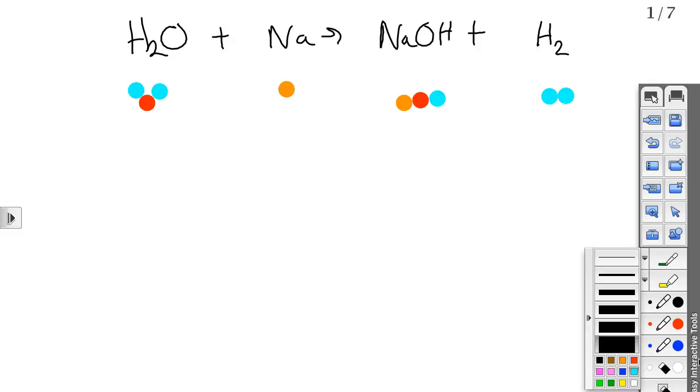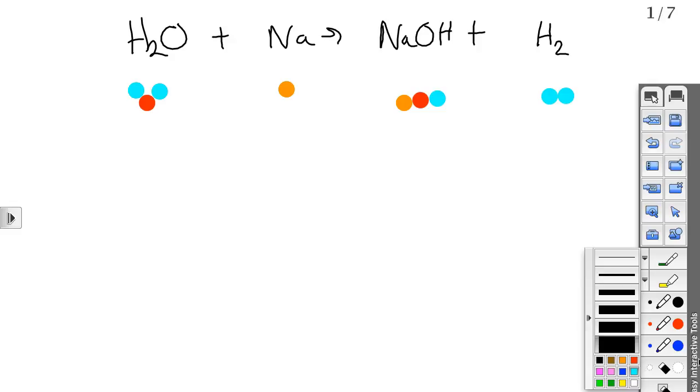Alright, so after you got to this point, Noah, were you not exactly sure what you needed to do? Yeah, because I don't know what to do because OH is a polyatomic ion, and I don't know how to treat it because it's a name. Okay, so when the polyatomic ions aren't present on both sides, you just treat them like individual atoms.